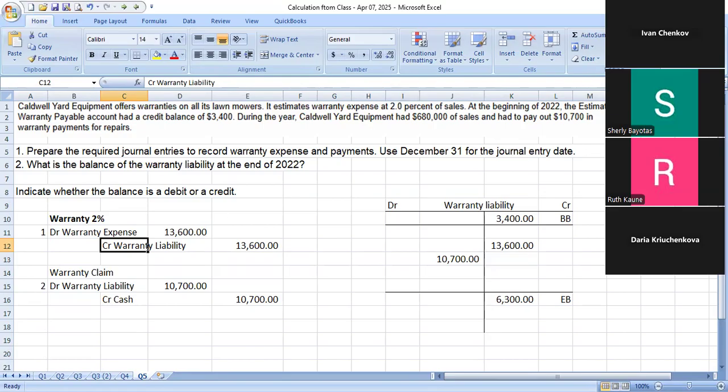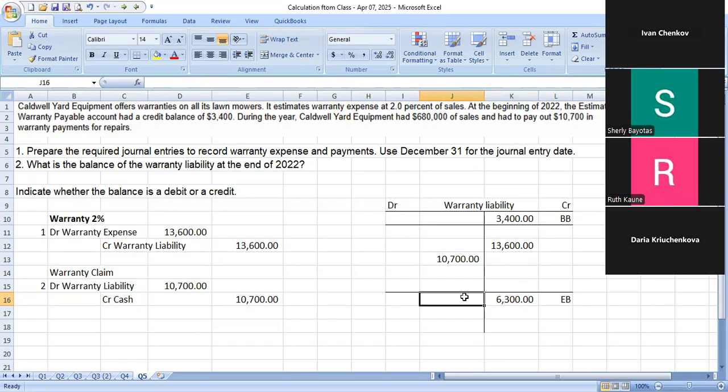The last thing that you have to do is to show the balance on the warranty liability account. What's the balance? Is it credit? Most likely it will be credit because that's a normal liability account with the normal balance credit. It might end up with a debit balance.